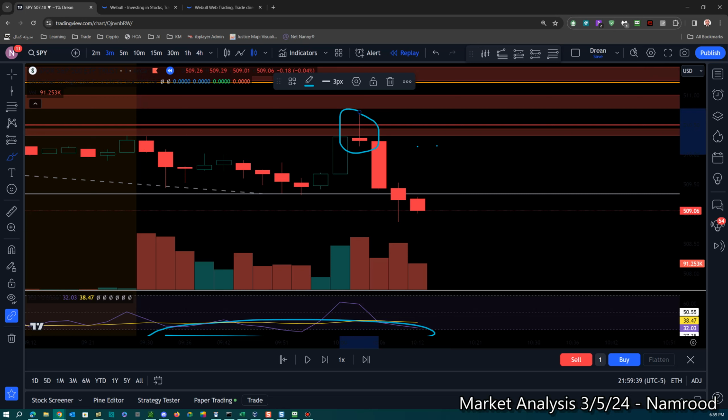Shooting star. We have a fourth answer here. Shooting star. You know what? I'm gonna make a quiz actually on these candlesticks next week.